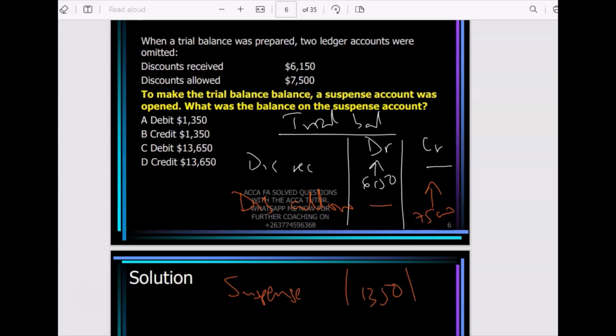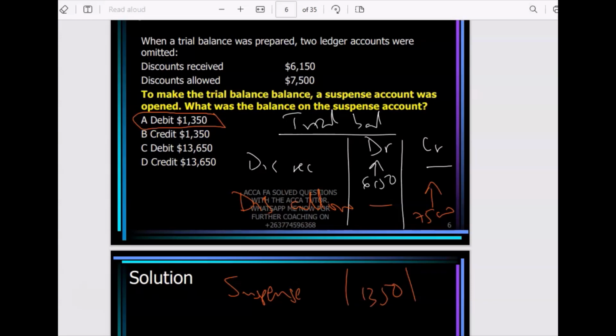So the accountant was putting the suspense account on that side of the trial balance where there was a shortfall. The shortfall in this case was a debit of 1,350. So the suspense account was going to be a debit of 1,350, and this gives our answer to A. So A was the answer in this question. I hope you have been answered very well.